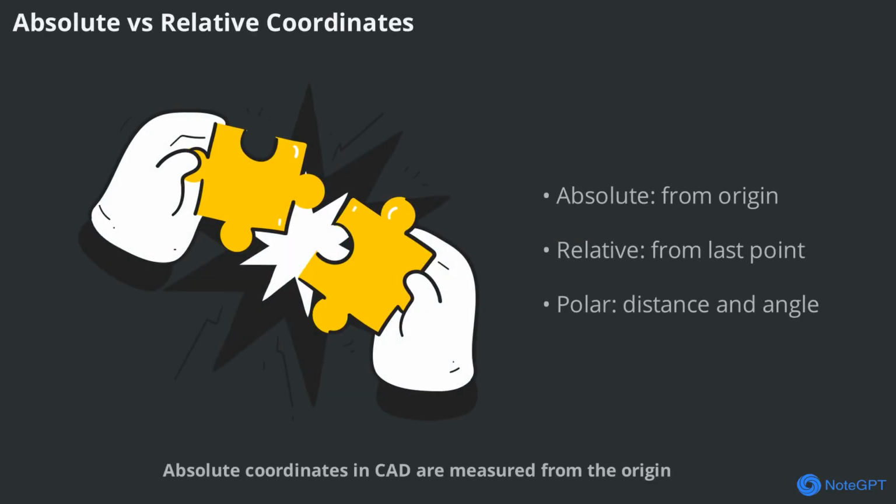Absolute coordinates in CAD are measured from the origin, ideal for placing features at known positions. Relative coordinates are measured from the last point, useful for drawing connected geometry. Polar coordinates use distance and angle for placement. Understanding these systems is crucial for accurate drawing and manipulation in CAD.